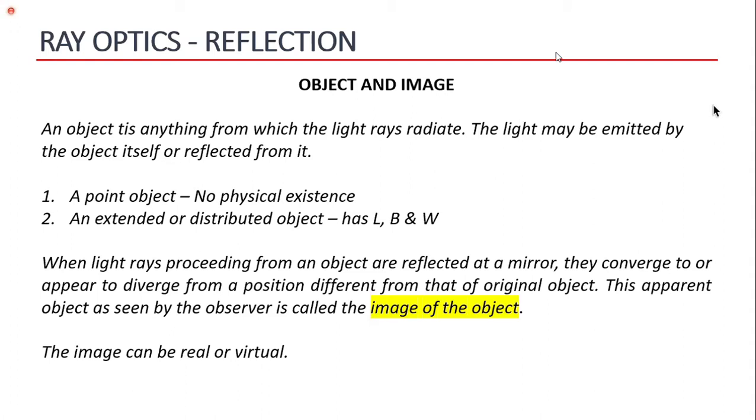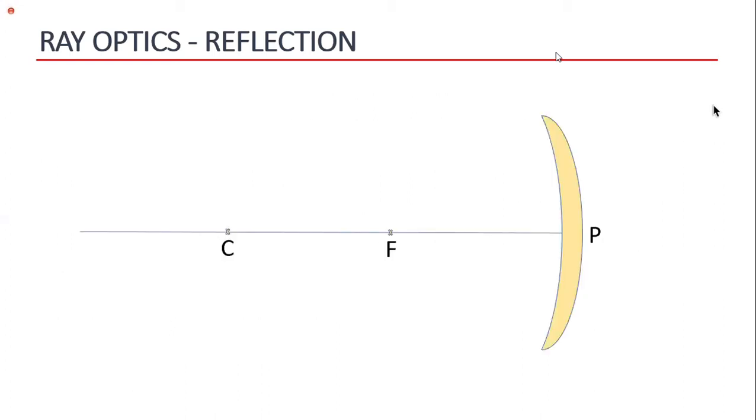Now, how does it change? When the object distance changes, this is what we will see. So this is your concave mirror. I have put the important points. C is called your center of curvature. F is your focus point, the focal point. B is your pole.